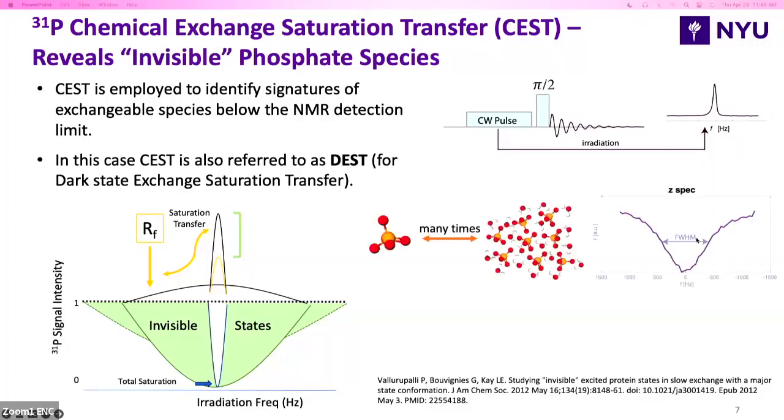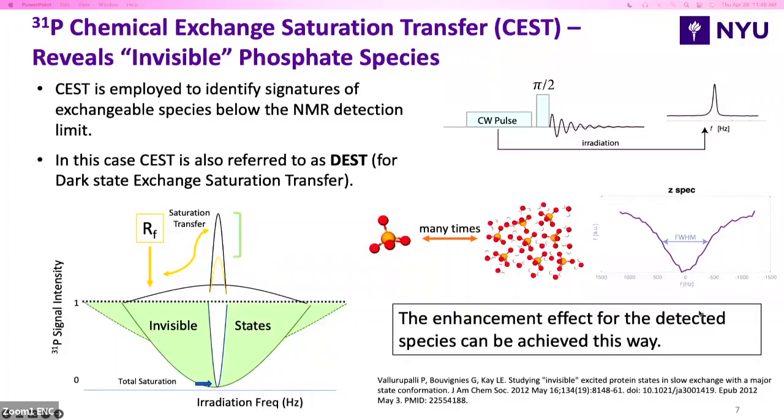The exchange can happen many times during the pulse saturation and transfer the saturation level between the visible and the invisible species, so that the enhancement effect for the detected species can be achieved this way. And then we can test the existence of the species at dark state within the scan frequency range.